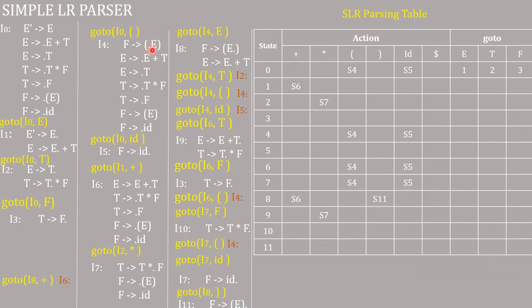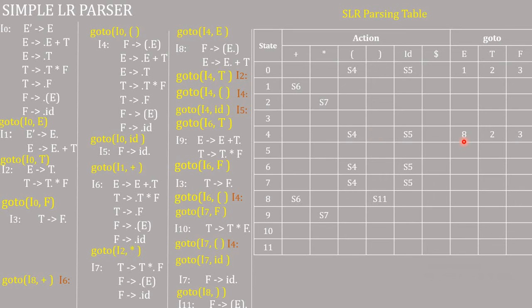I4, here the dot is followed by E. So for state 4 and for E, you can apply the go to operation. What go to operation are you going to apply? Go to of I4 comma E. What is go to of I4 comma E? It is 8, right? I8. So you have to fill it with 8.